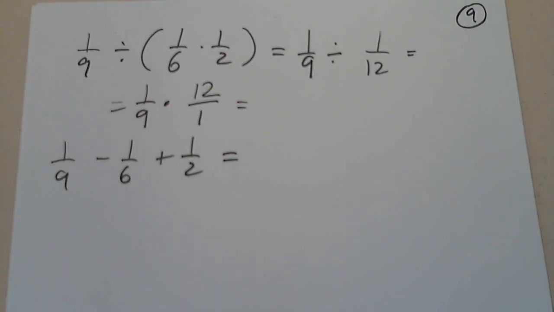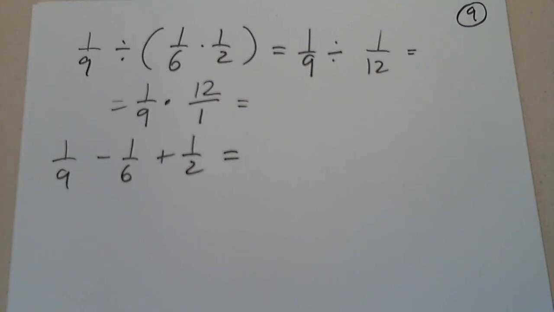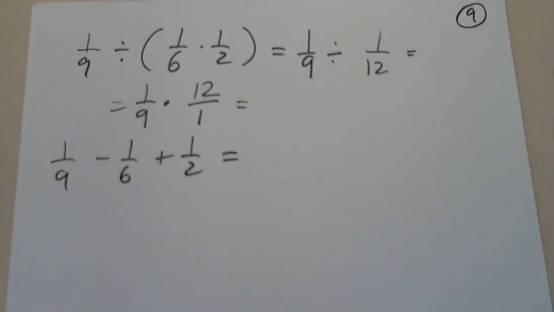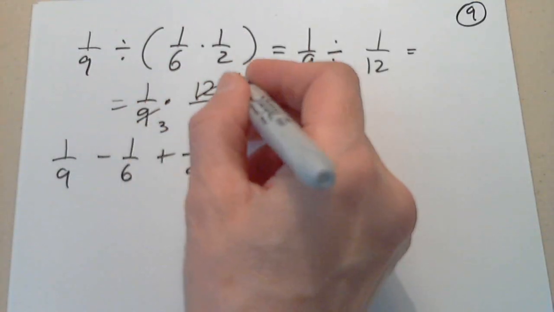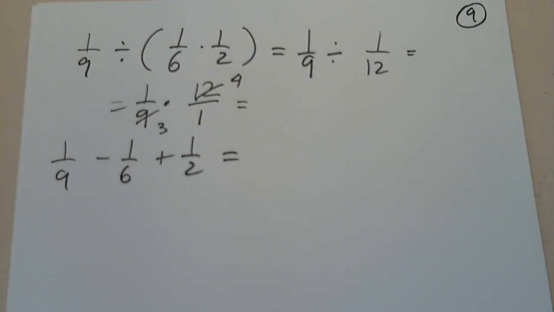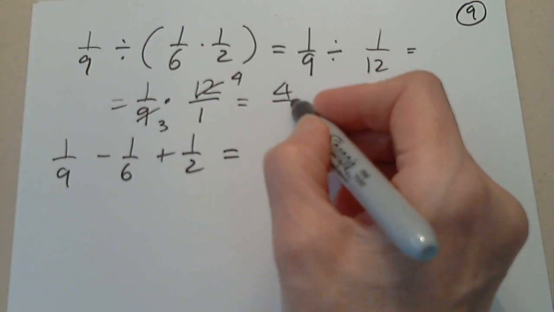What will you simplify by? Do not multiply. Simplify first. What will you simplify by? 3. Excellent. A factor from the bottom, a factor from the top. So the simplified form is 4/3.